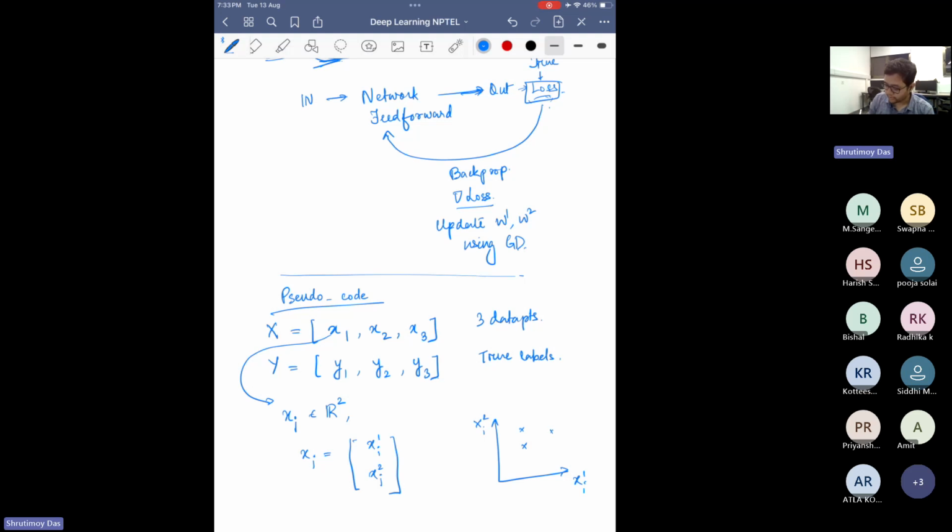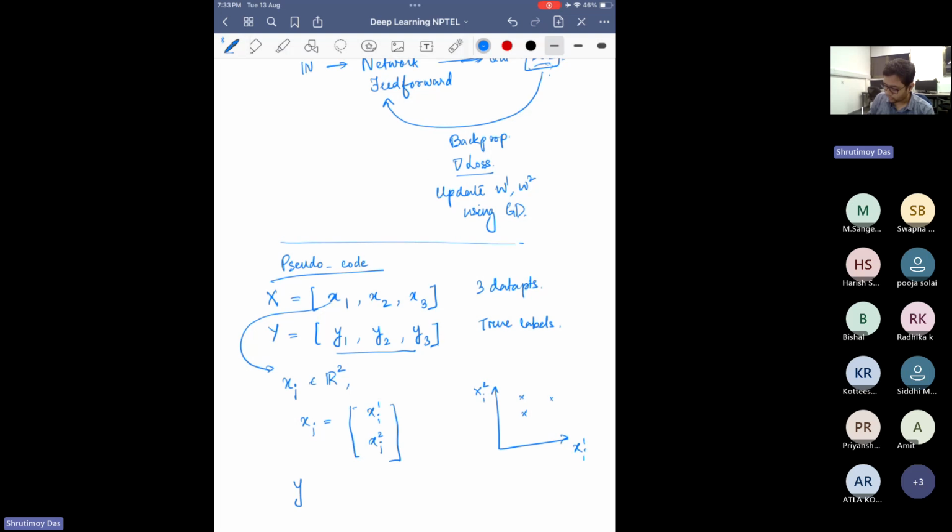And for simplicity, let us say that this is a regression problem. So what is the size of y? What is the dimension of y? Yes, right. So y is a 3 cross 1 vector. That is, each y is a real number.